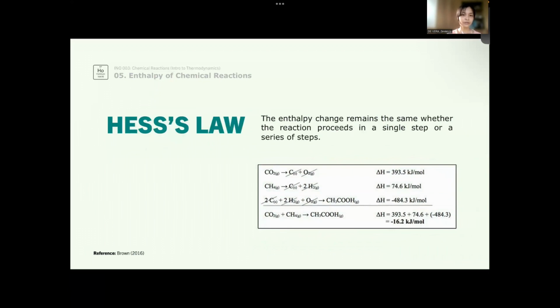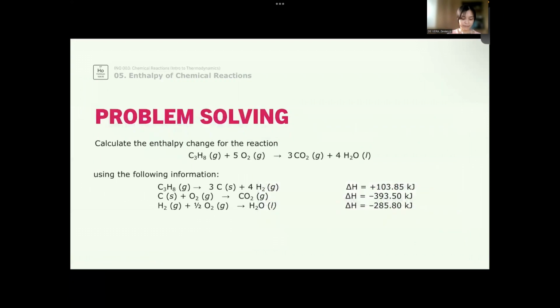One good application of thermochemical equations is Hess's law. This states that the enthalpy change of a specific reaction remains the same whether it occurs in a single step or a series of steps. For this practice problem, we are tasked to calculate the enthalpy change for the reaction given on your screen.